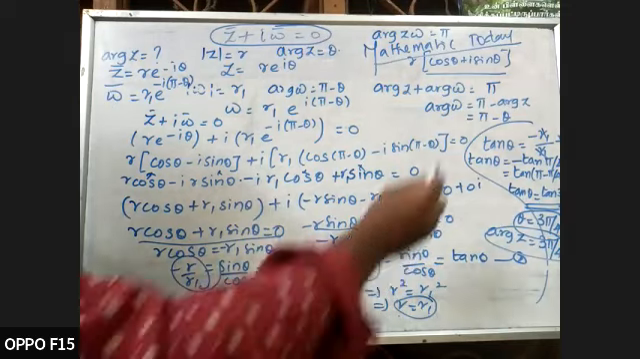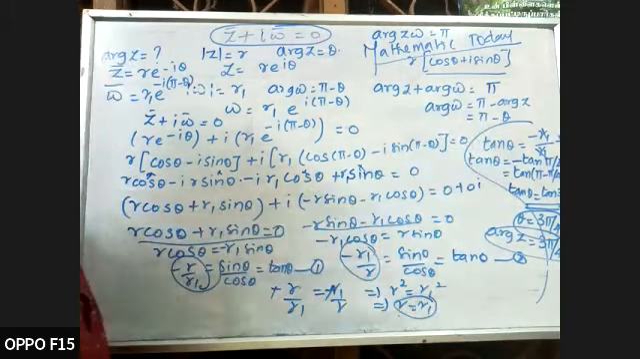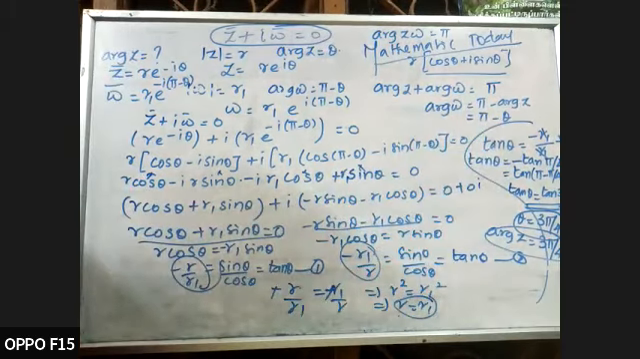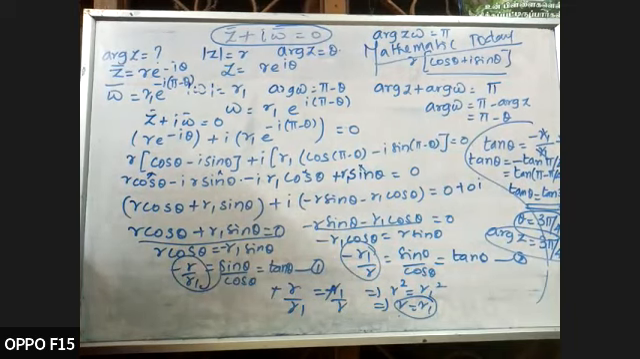Instead of r, I can put r1 in the first equation. I get tan theta equals minus 1. We can write this as tan theta equals minus tan pi by 4, because tan pi by 4 has value 1. Minus tan pi by 4 can be written as tan(pi minus pi by 4), whose value is tan 3 pi by 4. Comparing, theta is 3 pi by 4. Theta is nothing but the argument of z. That is the answer. Please take it down.